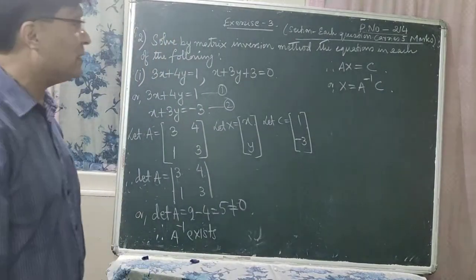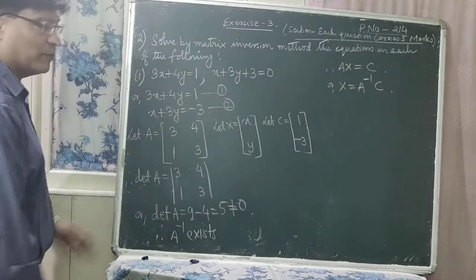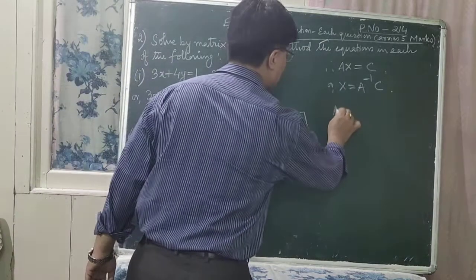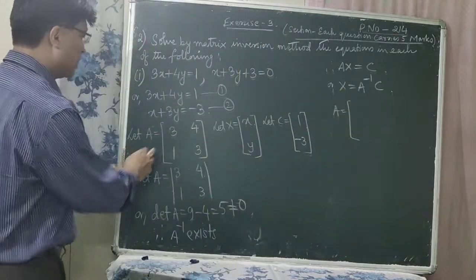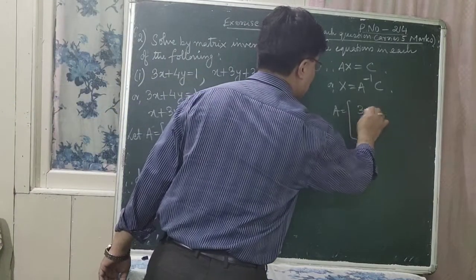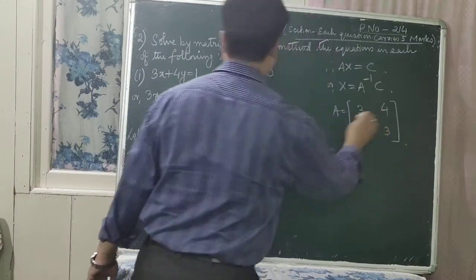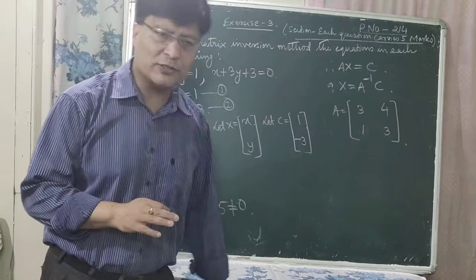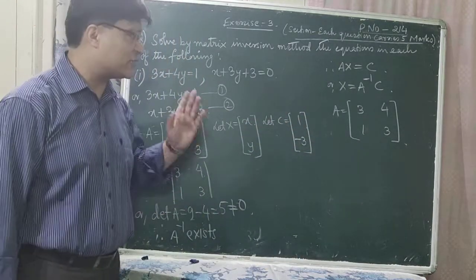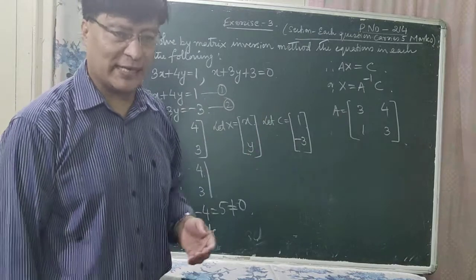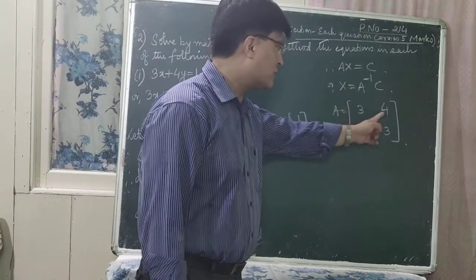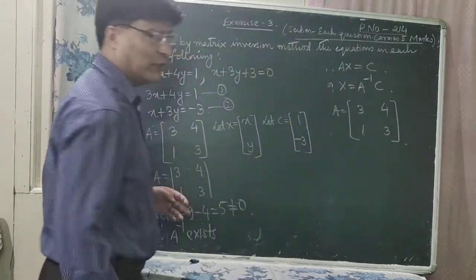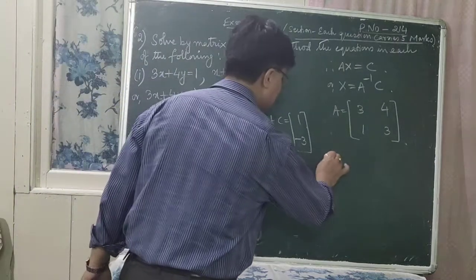Now what is to be determined? You have to determine A inverse from here. You know how to get A inverse, isn't it? What is capital A here? Capital A is 3, 4, 1, 3. Let us write it again: 3, 4, 1, 3. So in order to get the inverse of the matrix A, you should know the cofactors of each element of the matrix A. That means you have to find the cofactor of 3, cofactor of 4, cofactor of 1 and cofactor of 3. You know how to get it, isn't it?